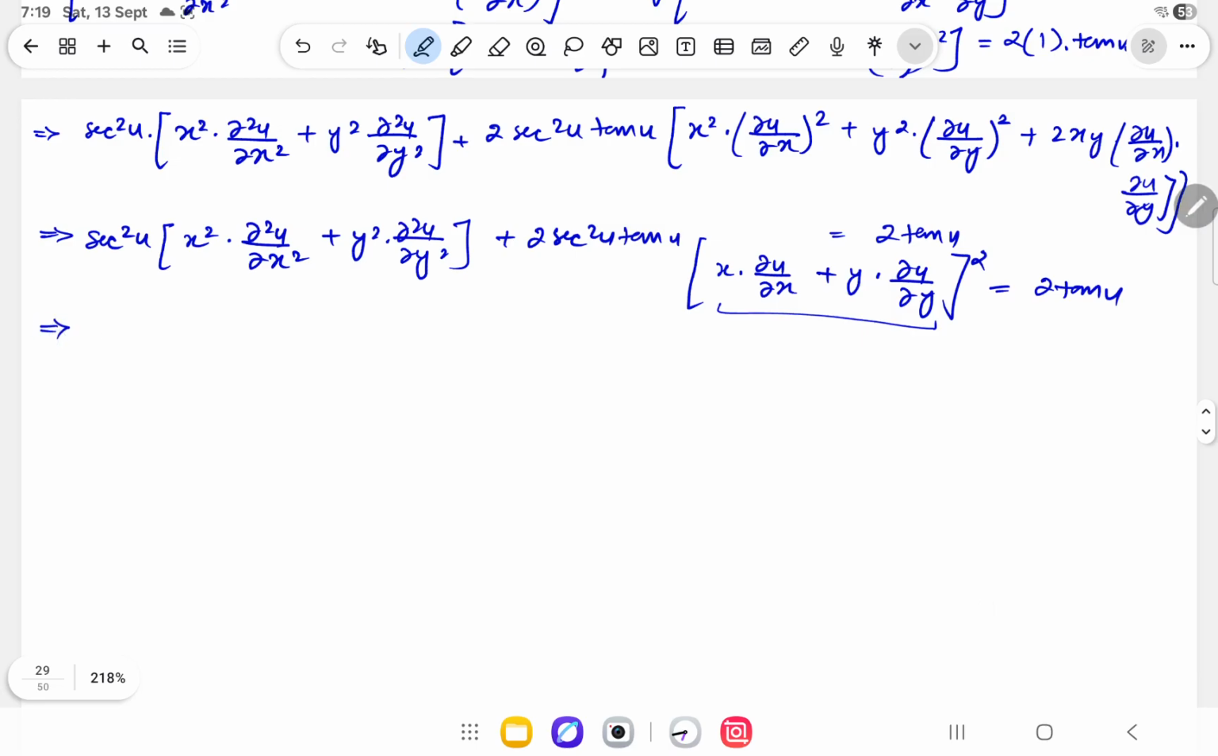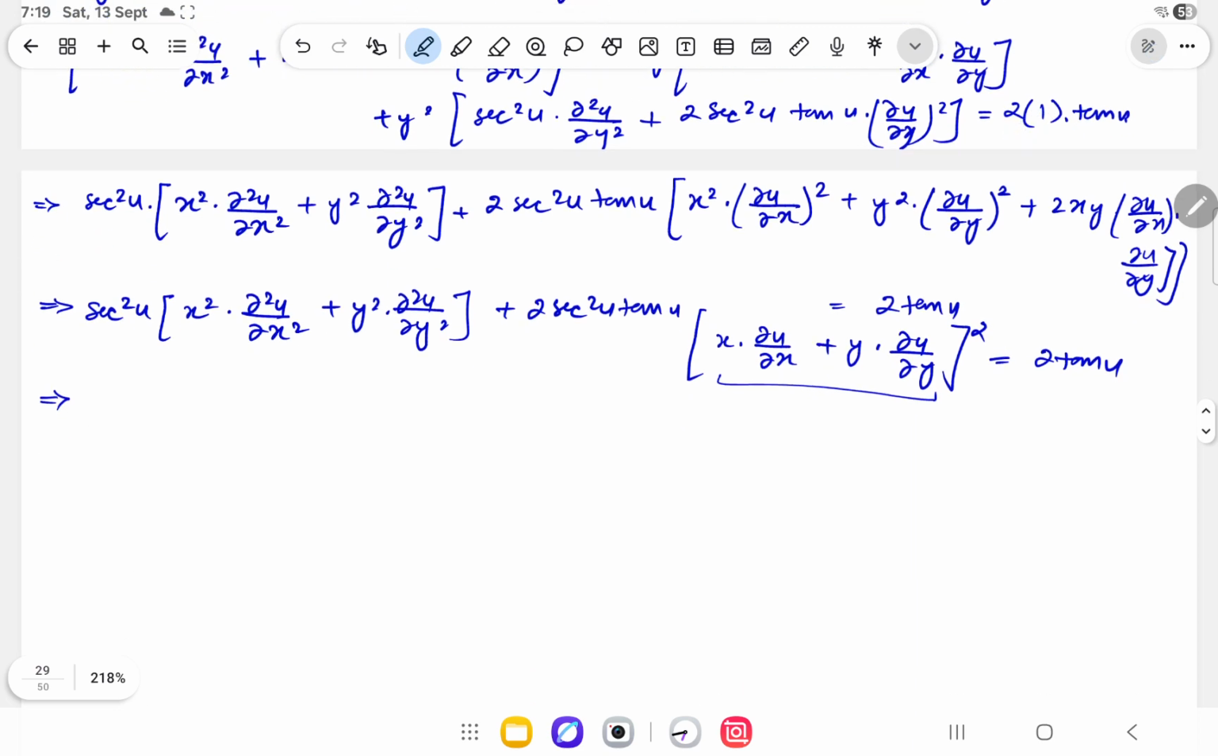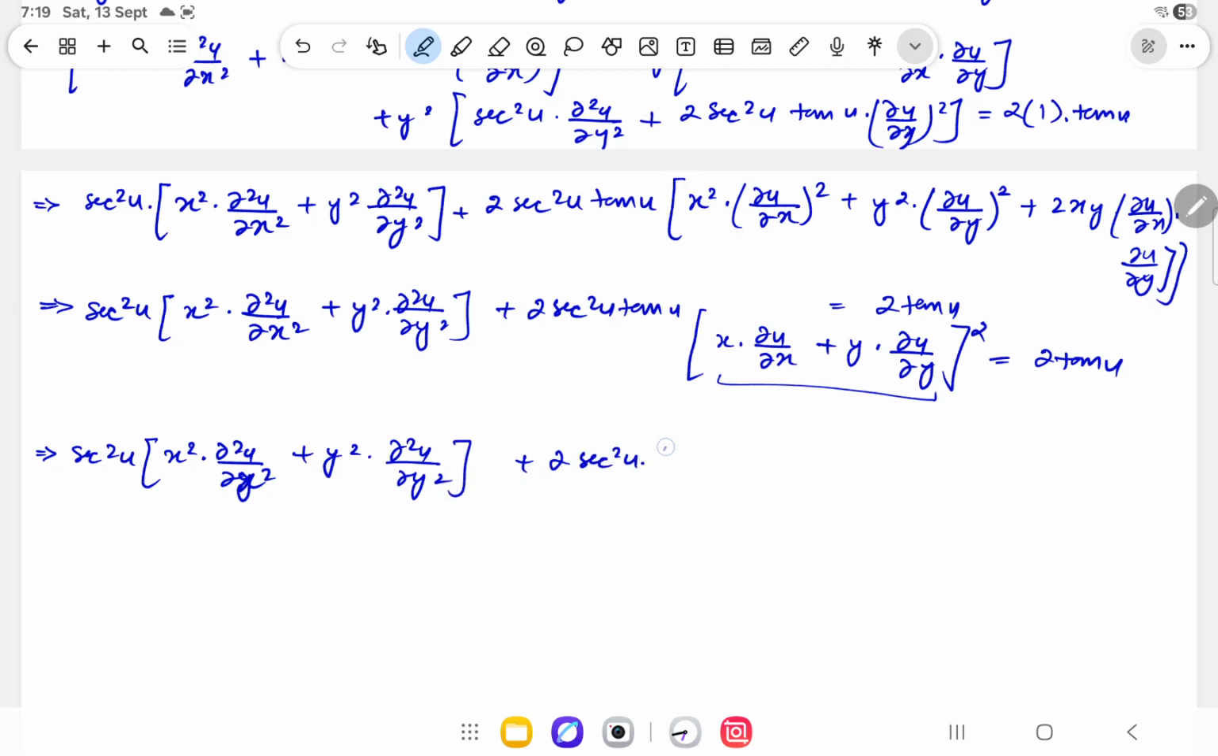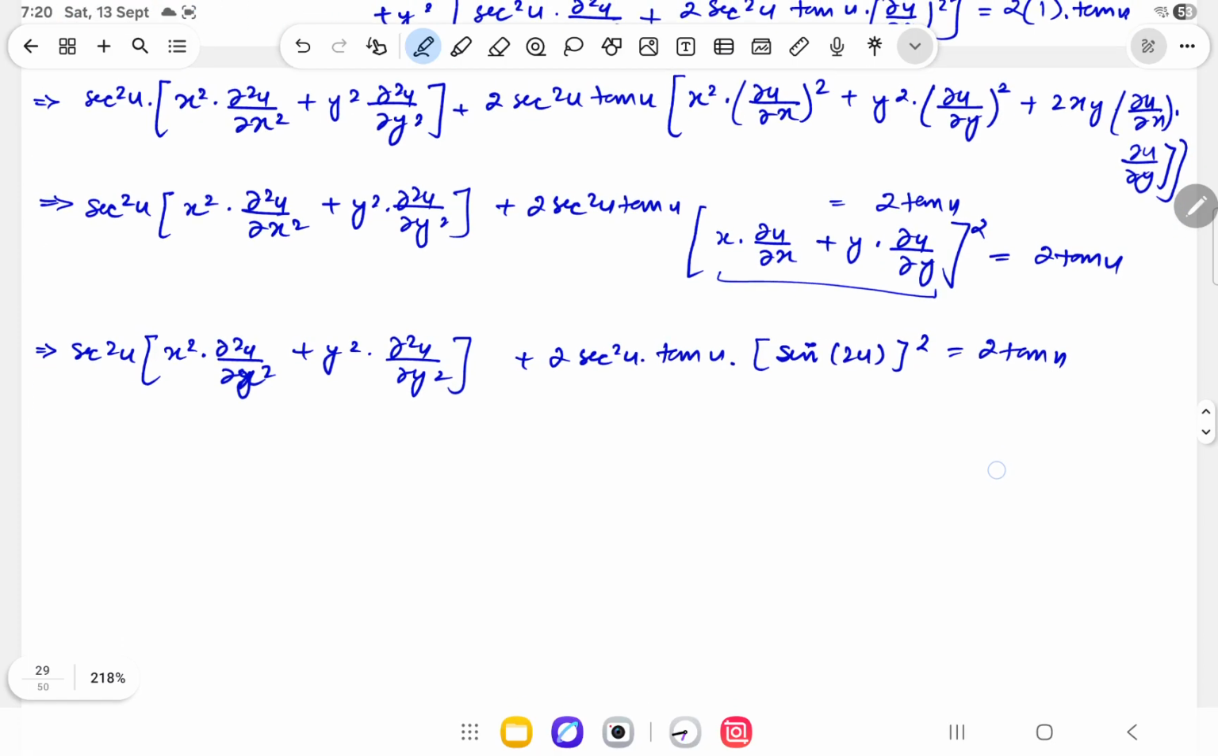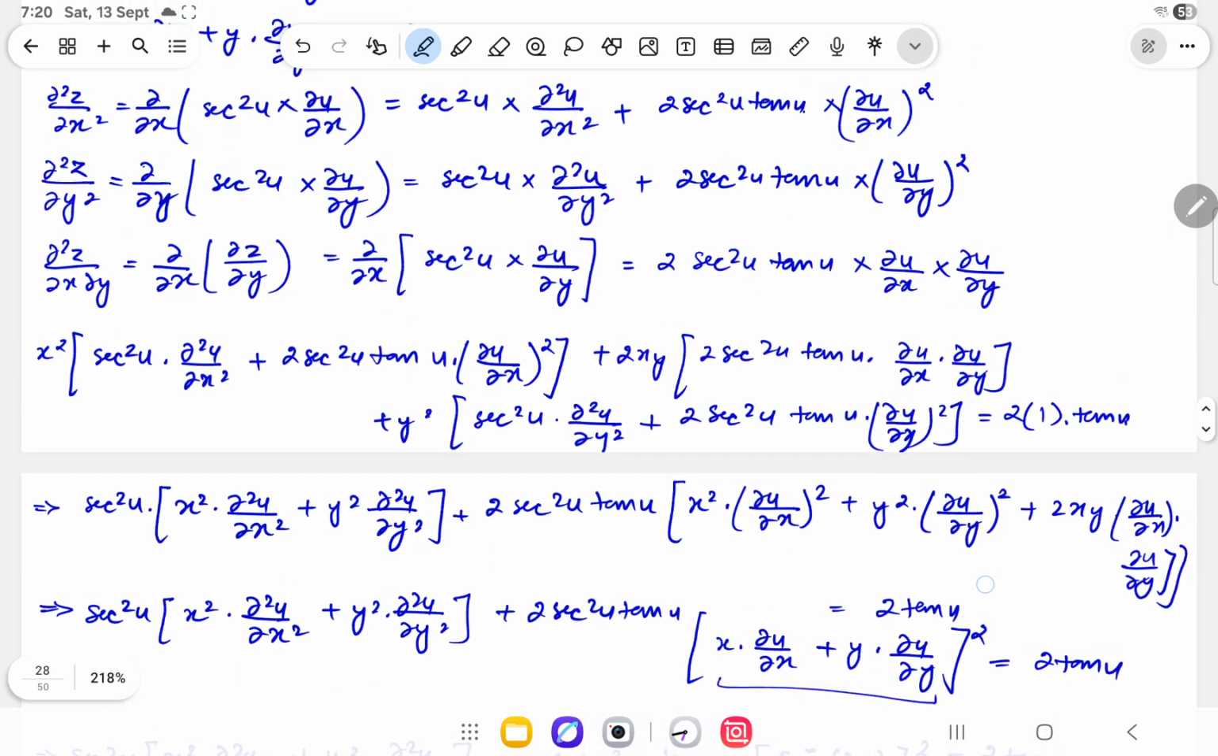So if we simplify it, we'll be getting sec square u into x square del square u by del x square plus y square into del square u by del y square plus 2 sec square u into tan u into sine 2u whole square is equal to 2 tan u. So I guess we missed a term somewhere.